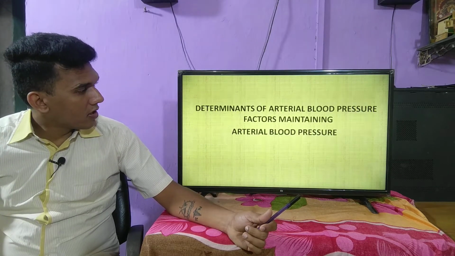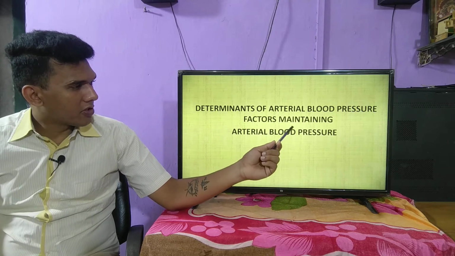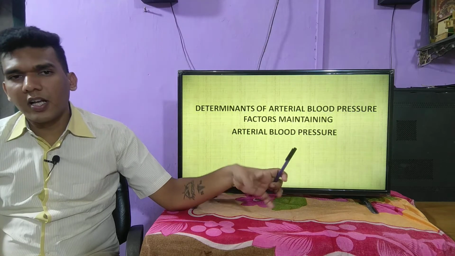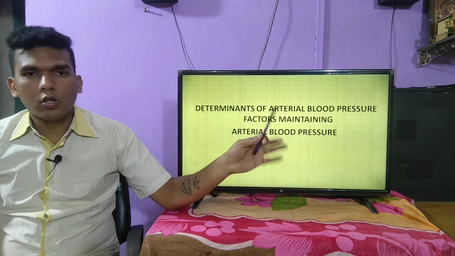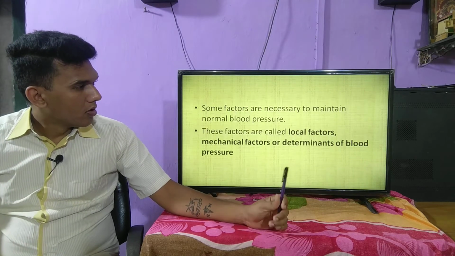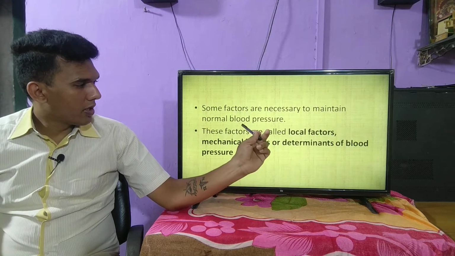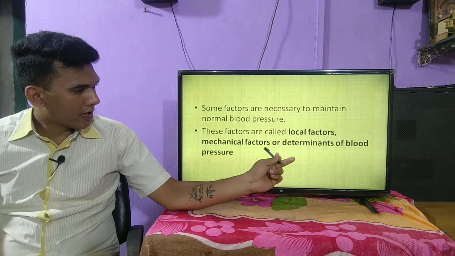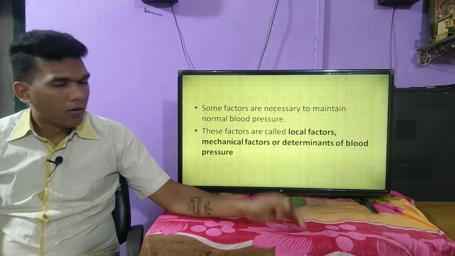So now let's see the determinants of arterial blood pressure, that is, factors maintaining the arterial blood pressure. Means which are the factors that are maintaining the blood pressure around the normal level. So let's see them one by one. Some factors are necessary to maintain normal blood pressure. These factors are called local factors, mechanical factors or determinants of the blood pressure.